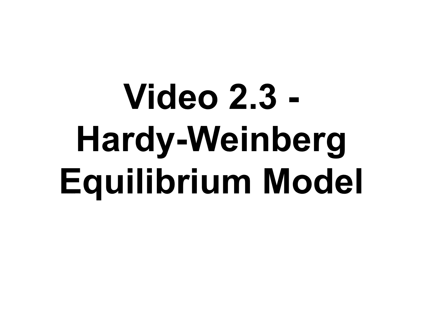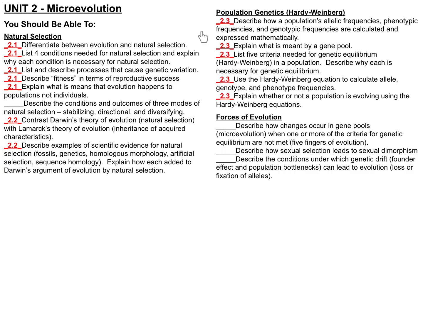By now, you should have a good grasp of what evolution is. This video is about G.H. Hardy and Wilhelm Weinberg, two scientists who took evolution to a new level by describing populations that aren't evolving. This is video 2.3 on the Hardy-Weinberg equilibrium model. The video covers these goals.